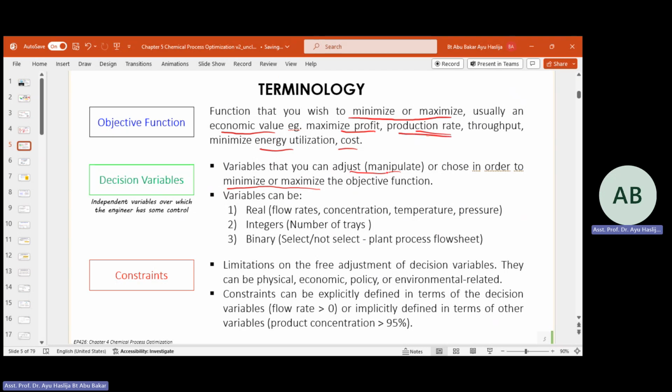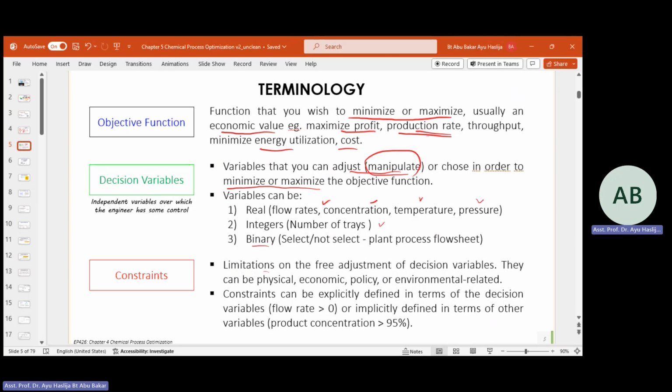So what are the variables that you can manipulate? For example, you have the flow rates, perhaps the concentration, temperature, pressure. Integers here means number of trays. Then binary, select or not to select. So these are the decision variables.